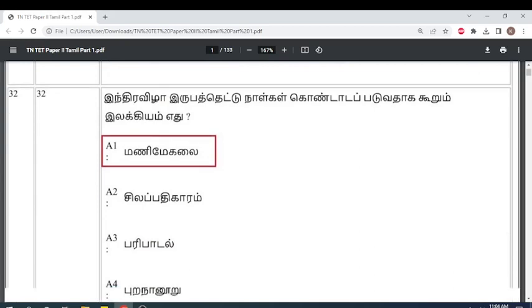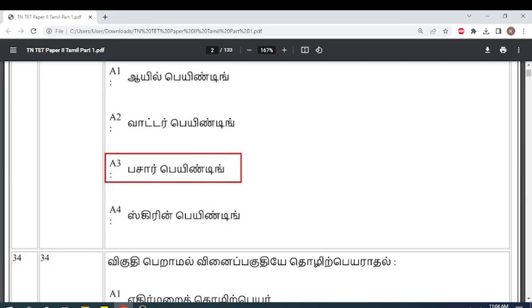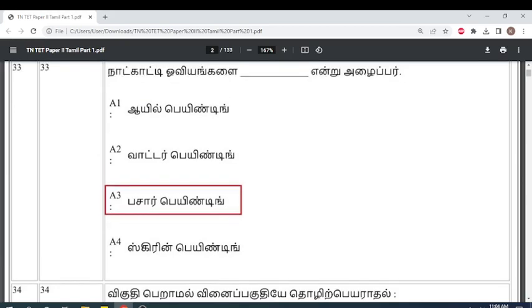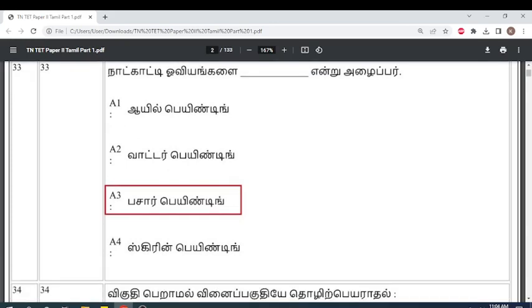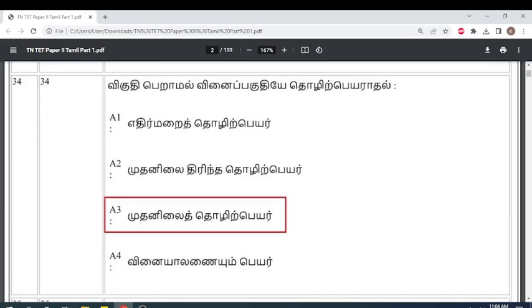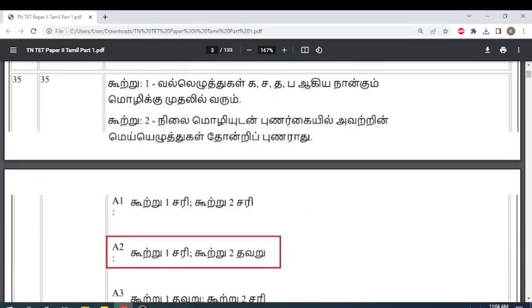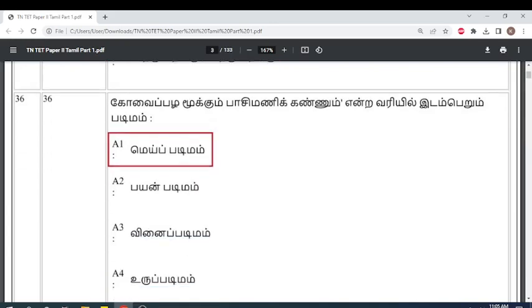32nd question answer A1. 33rd question answer A3. 34th question answer A3. 35th question answer A2. 36th question answer A1.